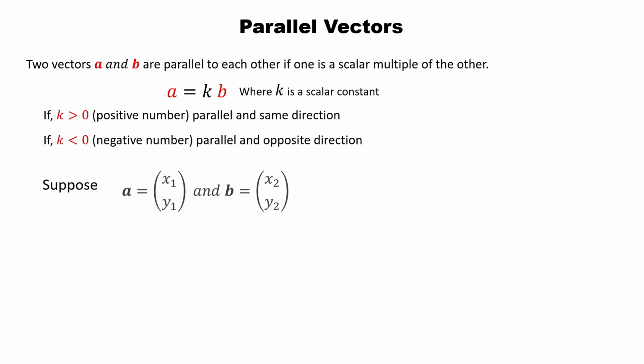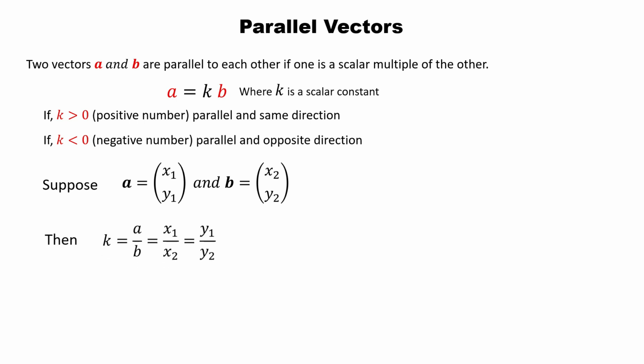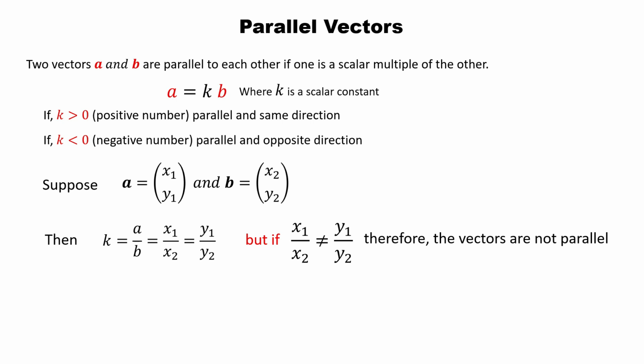Suppose vector A has components x1 and y1, and vector B has components x2 and y2. Then the scalar k will be equal to A divided by B, which will be equal to x1 over x2 and should also be equal to y1 over y2. And take note that if x1 over x2 is not equal to y1 over y2, it means there is no value for k, and hence the two vectors are not parallel to each other.